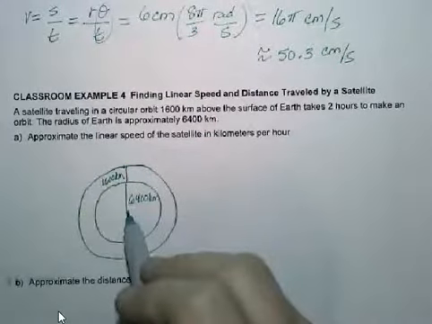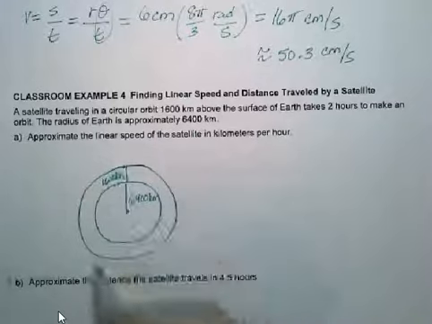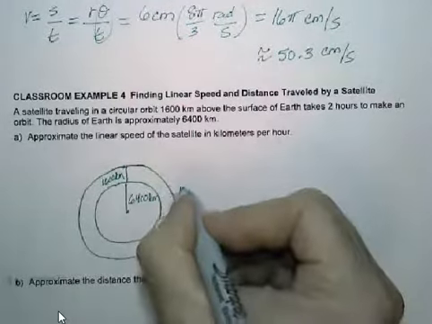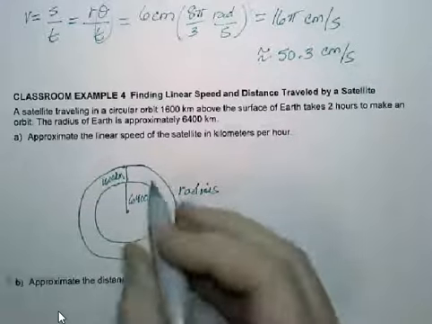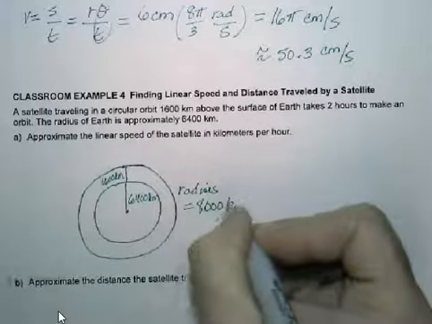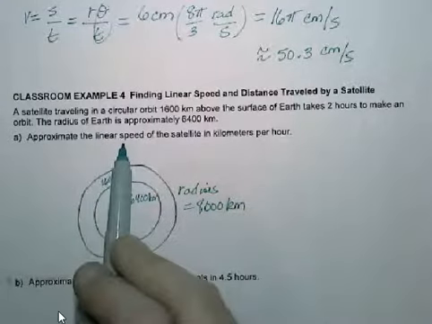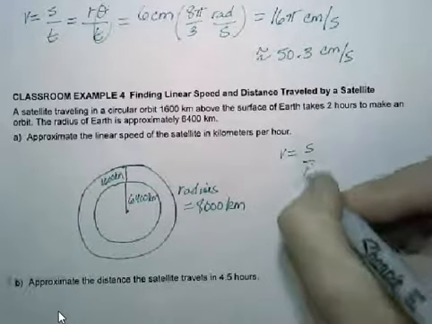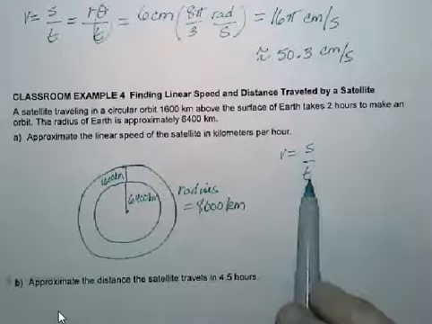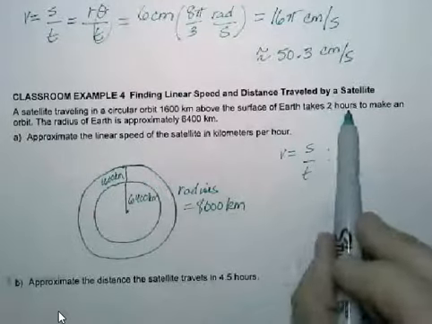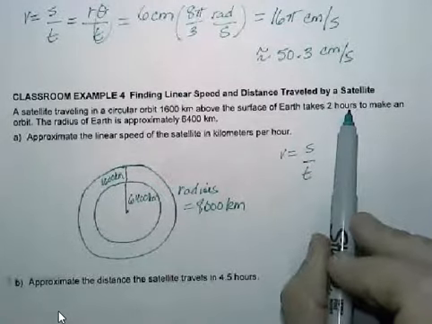If I'm thinking of the circle that is the orbit of the satellite, then my total radius of my circle is the 6,400 plus the 1,600, which would be 8,000 kilometers. Now what I'm trying to find is the linear speed. That's the v. So for this one, it might help if I find the angular speed first, because I know that this takes 2 hours to make an orbit.